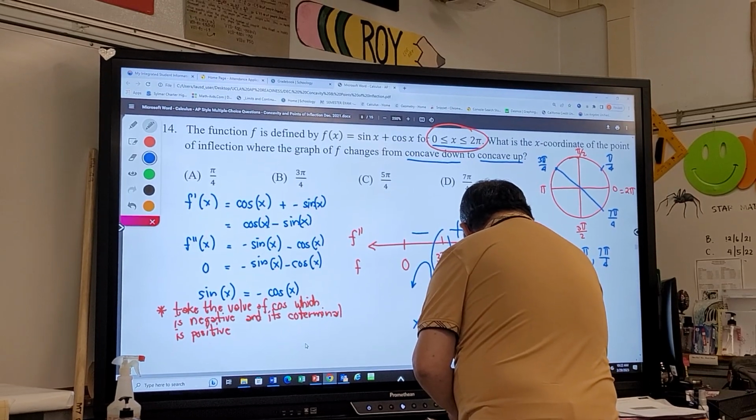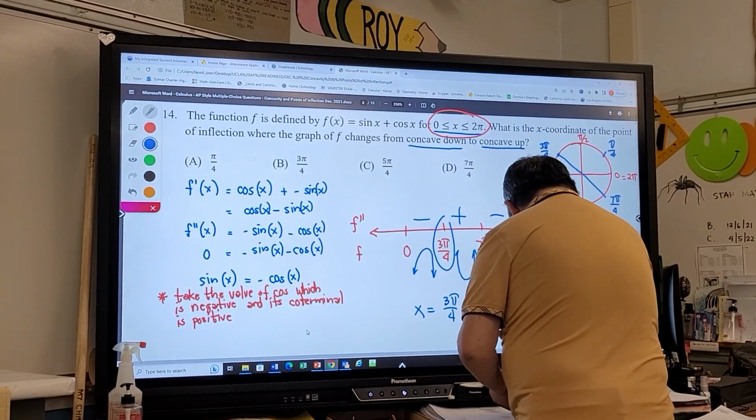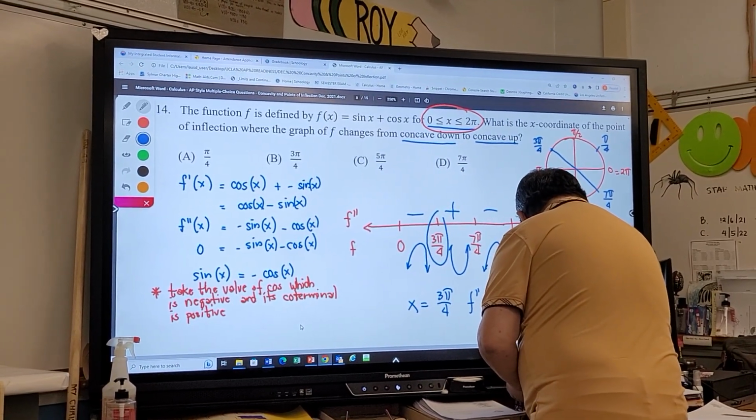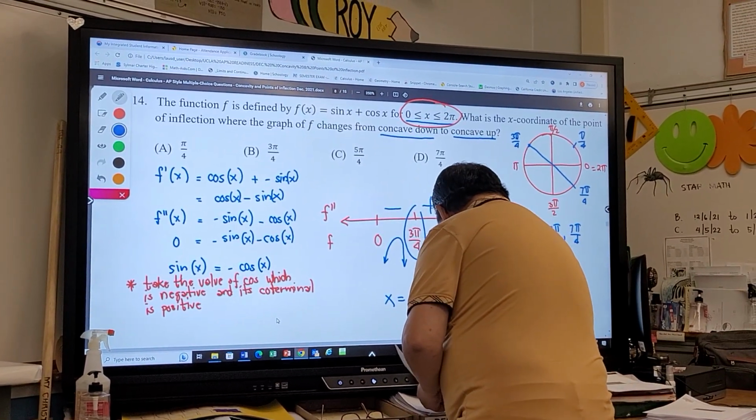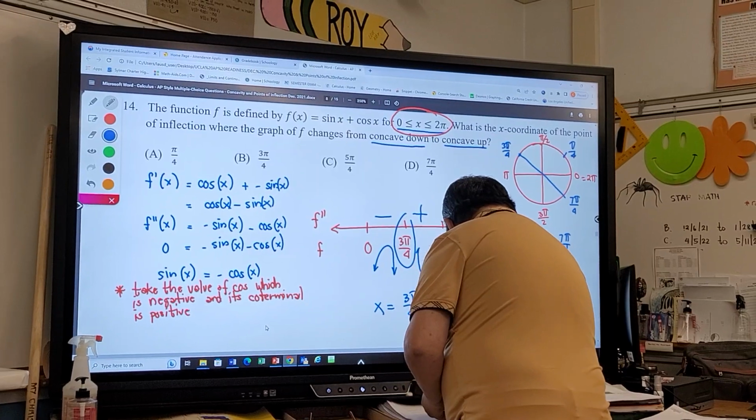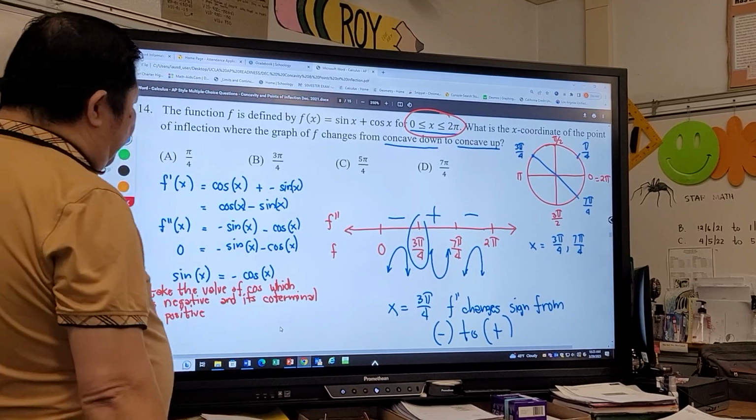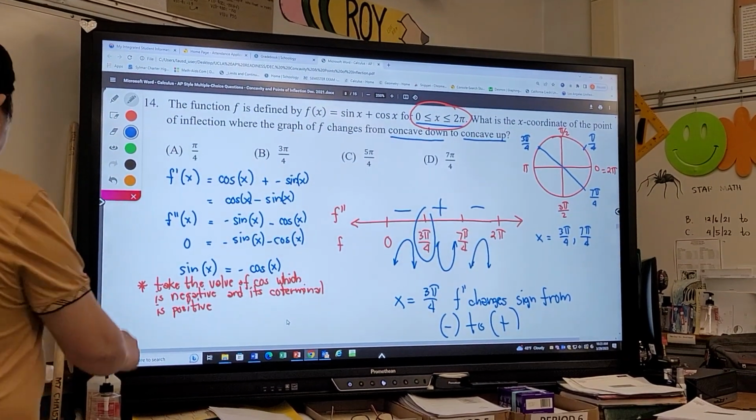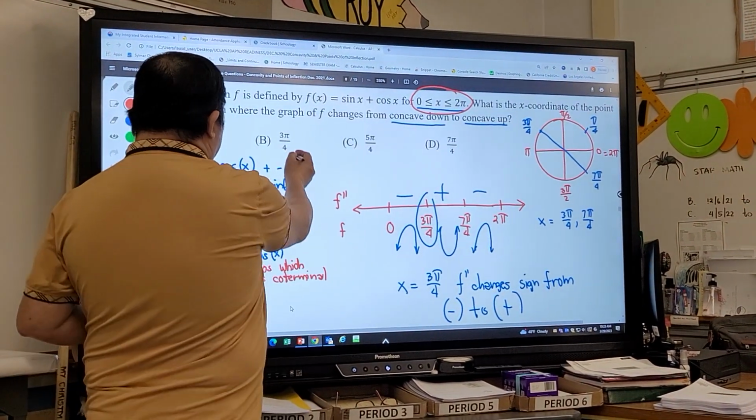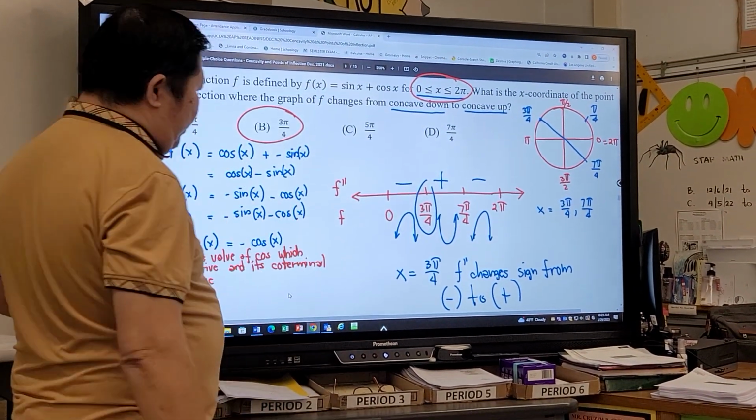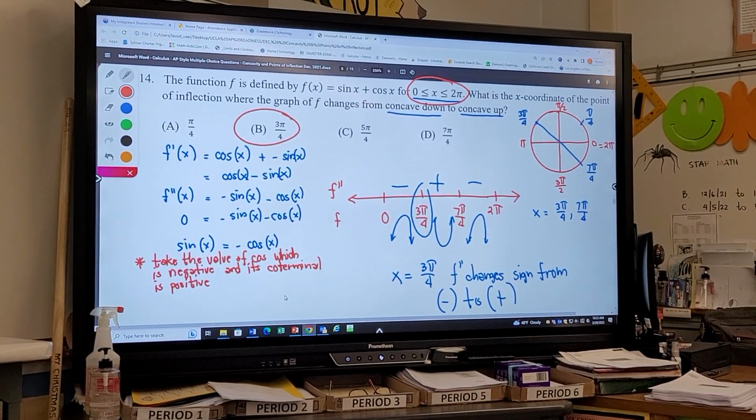f double prime changes sign from negative to positive. So what is our best answer right here? Best option, what letter? It's going to be letter B, 3 pi over 4. Any question, guys? Okay.